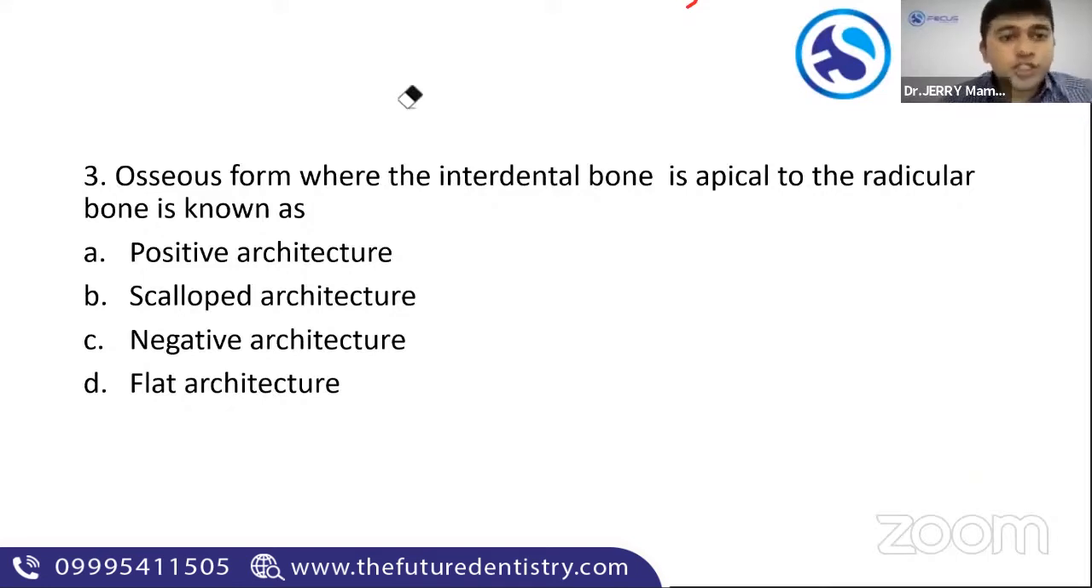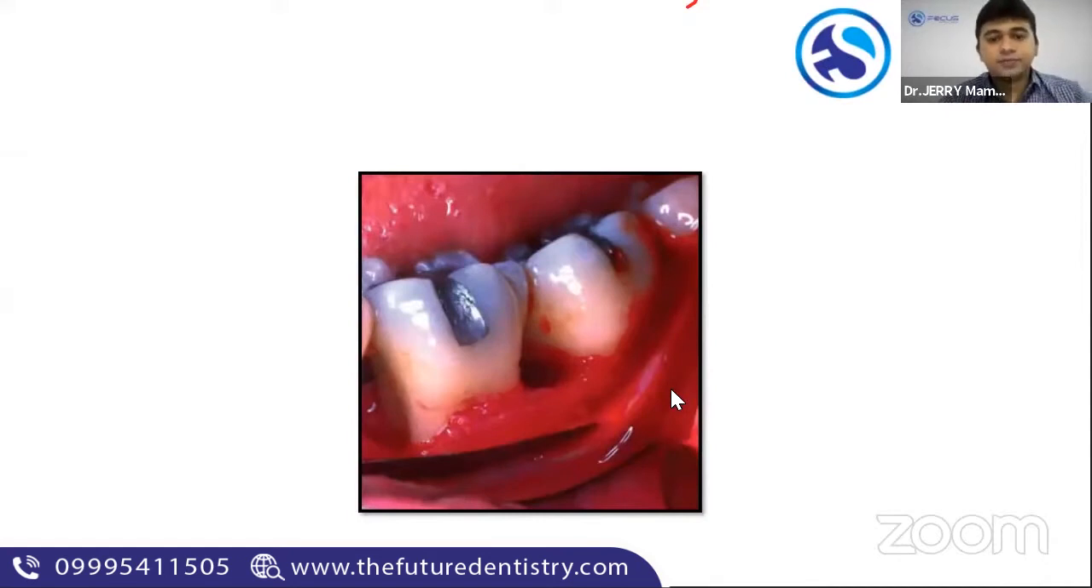Okay. So osseous form where the interdental bone is apical to the radicular bone is known as a negative architecture. Okay. Moving on to the next question. Before that, just a clinical picture. When you open a flap, how do you recognize it is a negative architecture or a positive architecture? Okay, so for you to understand, let's discuss this. This is your facial bone. Okay, the bone that is facing towards us. Okay, is this clear, everybody? This whole is the facial bone.